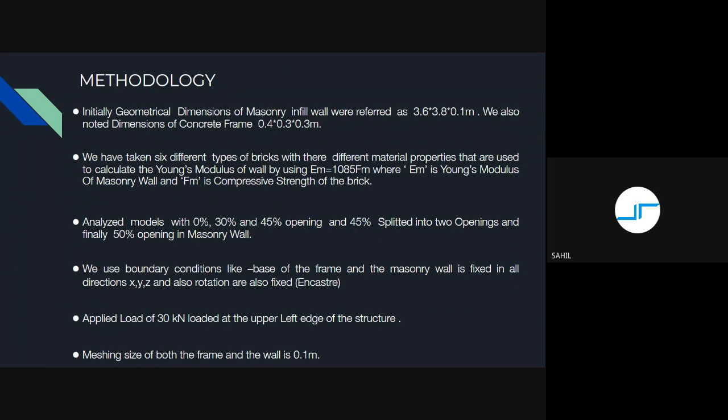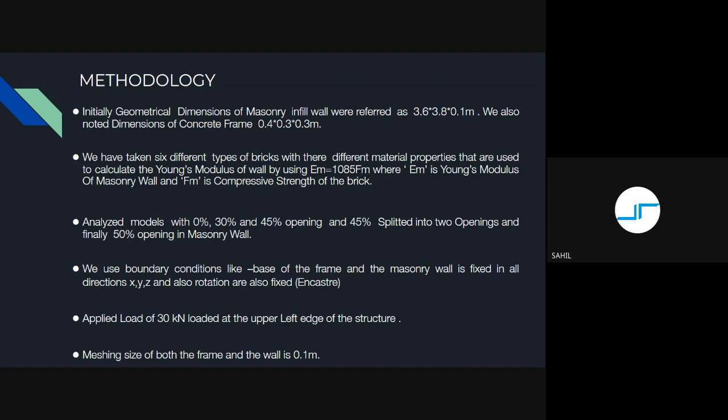So the methodology. Initially, the geometry dimensions of the masonry infill wall were referred as 3.6 meter length, 3.8 meter height, and 0.1 meter depth of the wall. We also noted the dimensions of the concrete frame, which is 0.4 meter length, 0.3 meter width, and 0.3 meter depth all around the masonry infill wall. We have taken 6 types of brick with different material properties, used to calculate Young's modulus of the wall using the equation: E_m equals 1085 times f_m, where E_m is the Young's modulus of the masonry wall and f_m is the compressive strength of the individual brick.